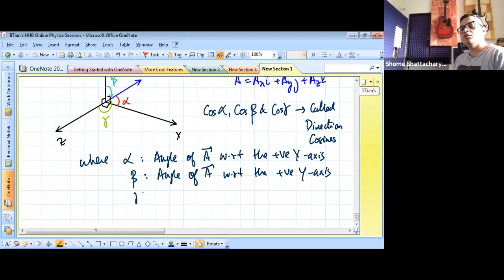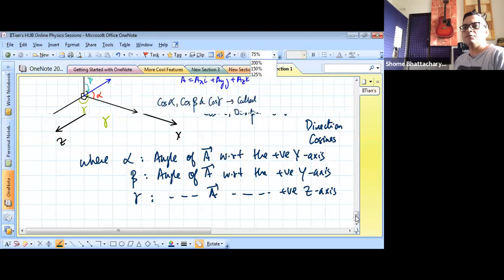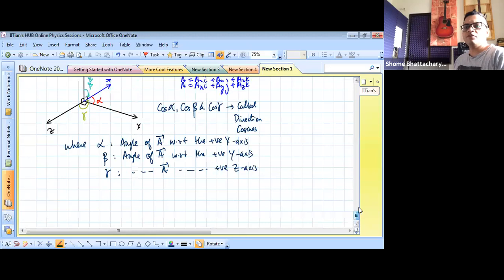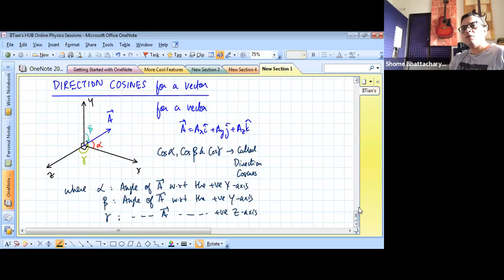So if you just drop an angle from the vector A with respect to each of these positive axes, x, y, and z axis, then those angles respectively are given by the symbols alpha, beta, and gamma. And the cosine of alpha, the cosine of beta, and cosine of gamma respectively are called the direction cosines. So this is just a definition. Just make a note of the definition of direction cosines first.